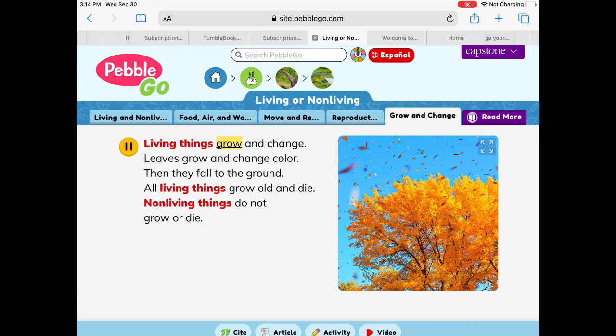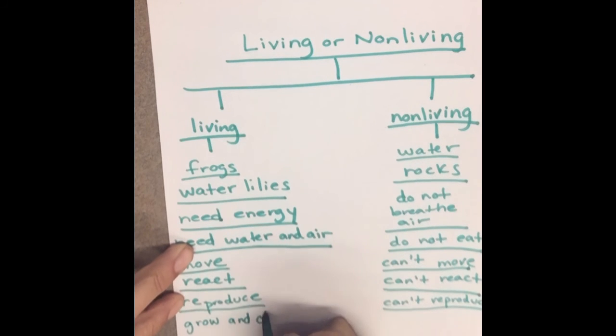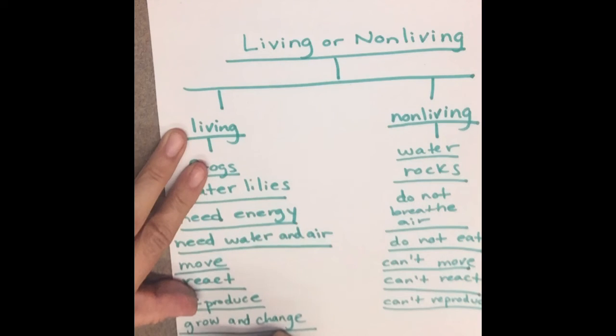Living things grow and change. Leaves grow and change color. Then they fall to the ground. All living things grow old and die. Non-living things do not grow or die. I will continue. Another tip when you're writing down notes is to make sure you write neatly so that you can go back and reread it.